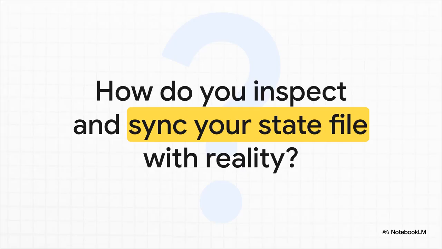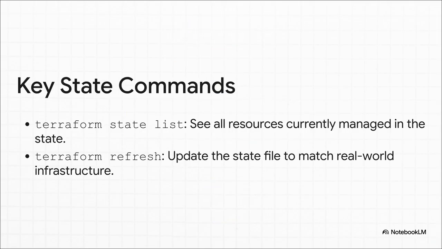You know, over time, things can get out of sync. Maybe someone made a quick manual change in the Cloud Console. So how do you check what Terraform thinks the world looks like? And then how do you force it to match what actually exists? Two simple commands are your best friends here. terraform state list just gives you a quick, clean inventory of everything Terraform is managing. Easy. Then there's terraform refresh. This one's more powerful. It actually goes out, queries your cloud provider, and updates the state file to match reality. It's a critical first step before you make any big changes.